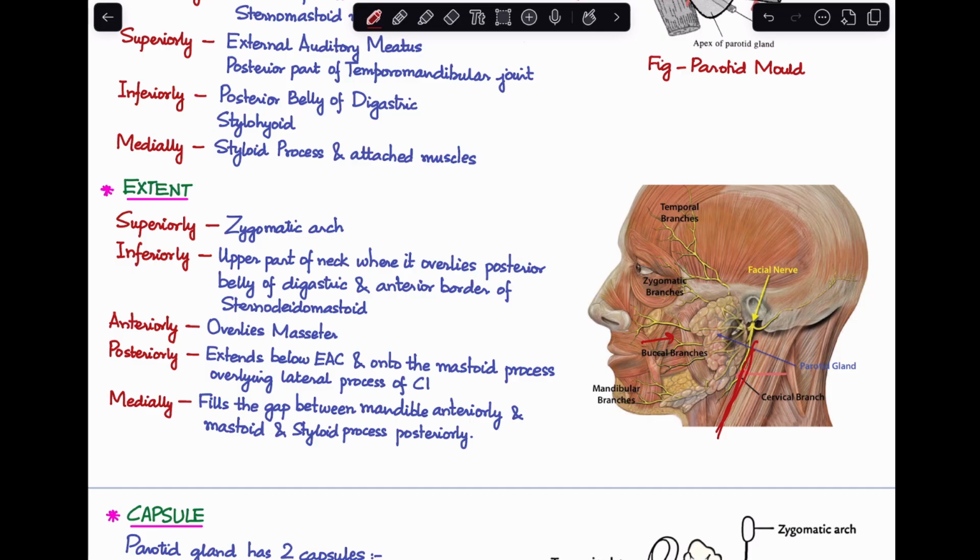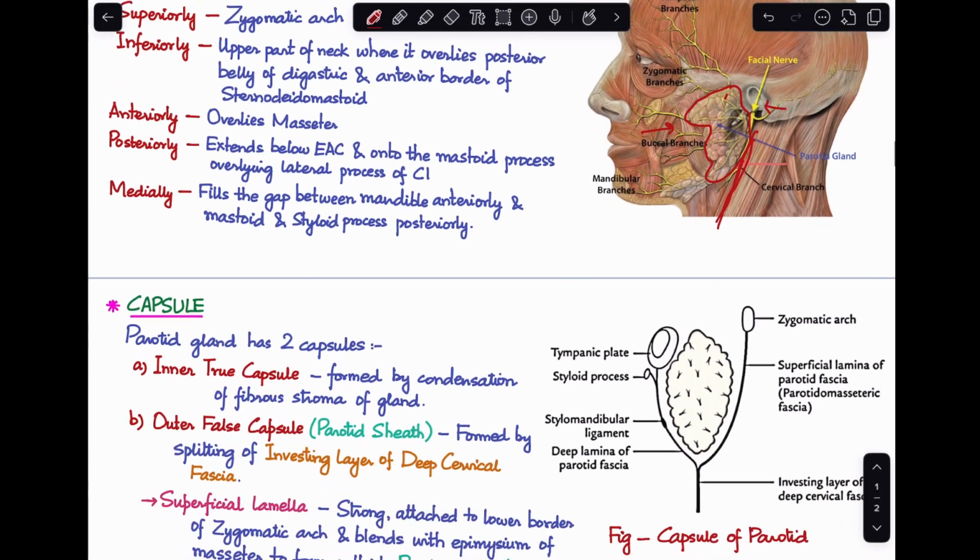Posteriorly, it extends below the external auditory canal. So this is our external auditory canal. It extends below it and onto the mastoid process, overlying the lateral process of C1. And medially, it fills a gap between the mandible anteriorly and the mastoid and styloid process posteriorly. So this is about the extent of the parotid gland itself. You can see here is the parotid gland. It is irregular and wedge-shaped. And the extent of the parotid gland is very different from that of the parotid bed.